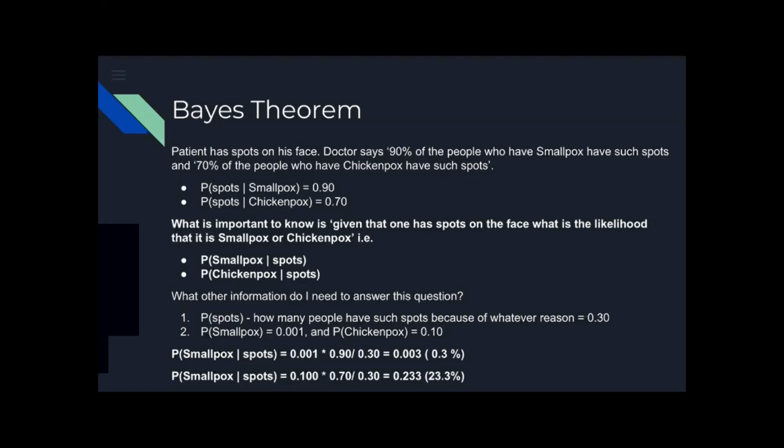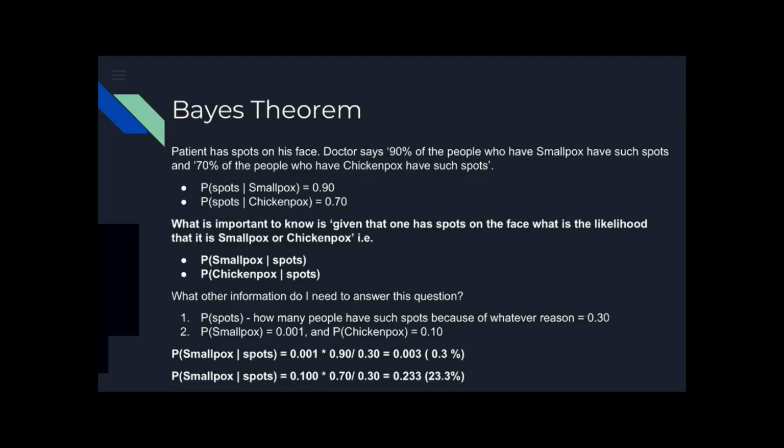He has only said that in case you have smallpox, you will have spots on your face 90% of the time. And therefore, we should not confuse this by thinking that the patient is having a 90% chance of having smallpox, because the doctor himself has not really talked about the patient having smallpox at all. He only says that in case you have smallpox, then there would be spots, and the chances are 90%.